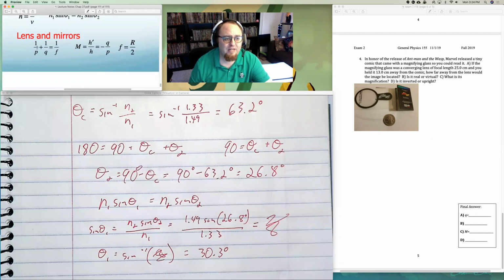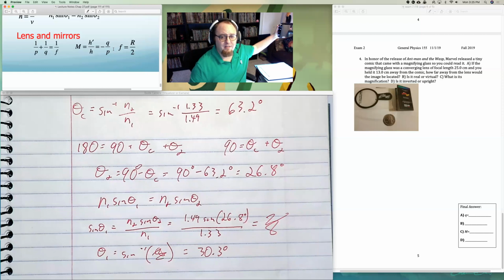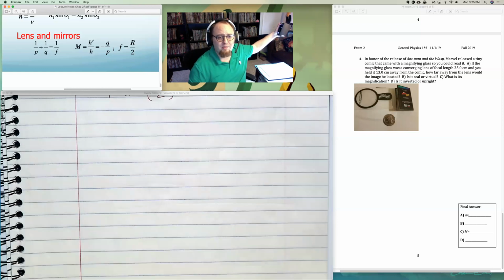1 over the object length plus 1 over the image length equals 1 over the focal length. And magnification, which is the height of the image over the height of the object, is negative q over p. For a lens, there is a complicated equation called the lens maker's equation to find the focal length of a lens, but I would not necessarily expect you to do it.